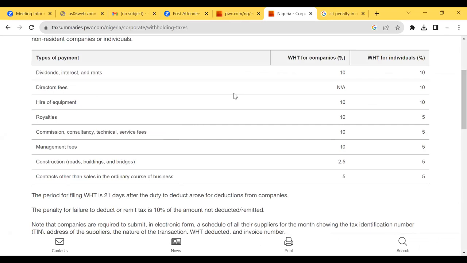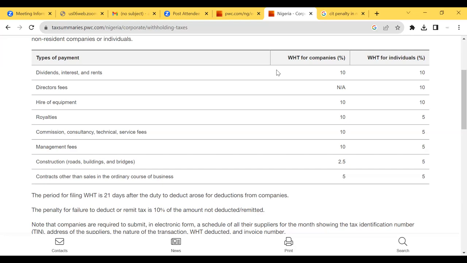One does not stop the other. The fact that you are paying VAT does not stop you from deducting withholding tax from a contract fee. And we all know that you cannot charge withholding tax on VAT. What you charge is on the base amount. So for my 100,000, that is the price of that thing, I'm charging depending on whether it's a business or an individual.